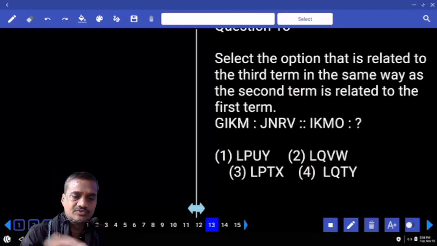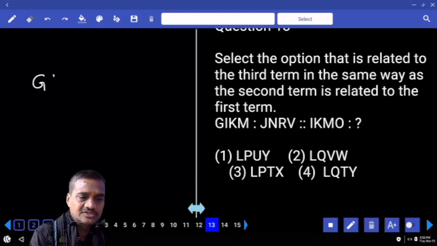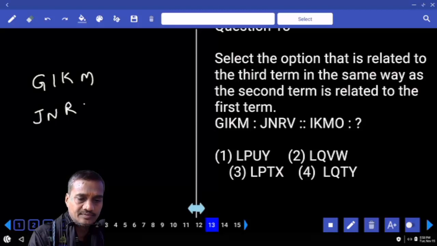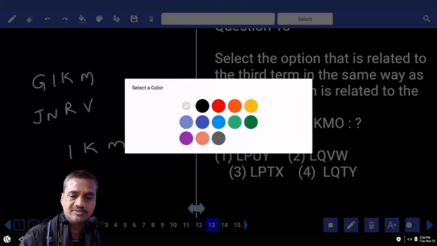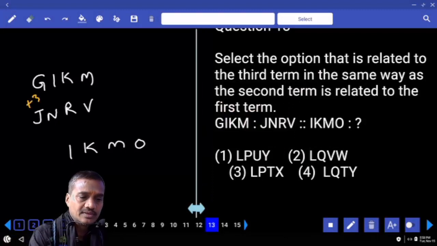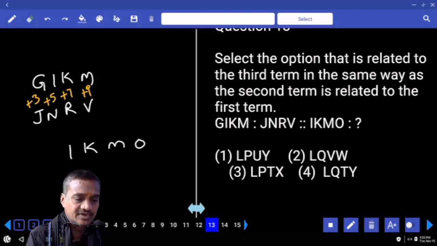Then the next, 13th one, is based on letter analogies. In letter analogies, always write one below the other. GIKM, JNRV, and in the same way IKMO, then what should be the next one? G and J, what is the difference? Plus 3. I and N, 9 and 14, plus 5. 11 and 18, plus 7. 13 and 22, plus 9. So 3, 5, 7, 9 is the difference.